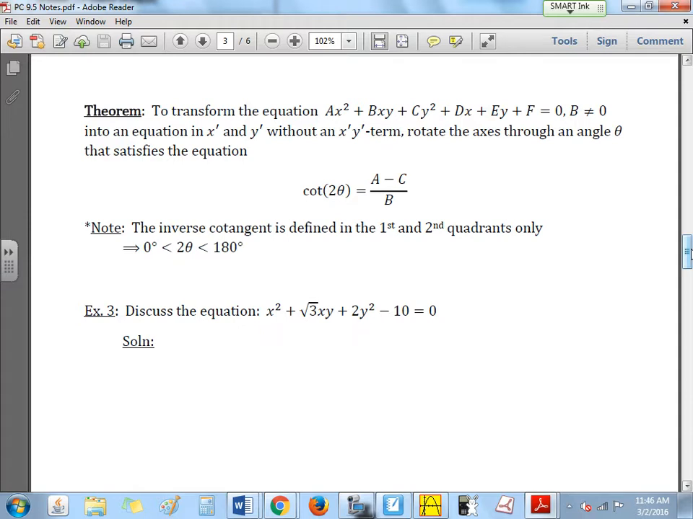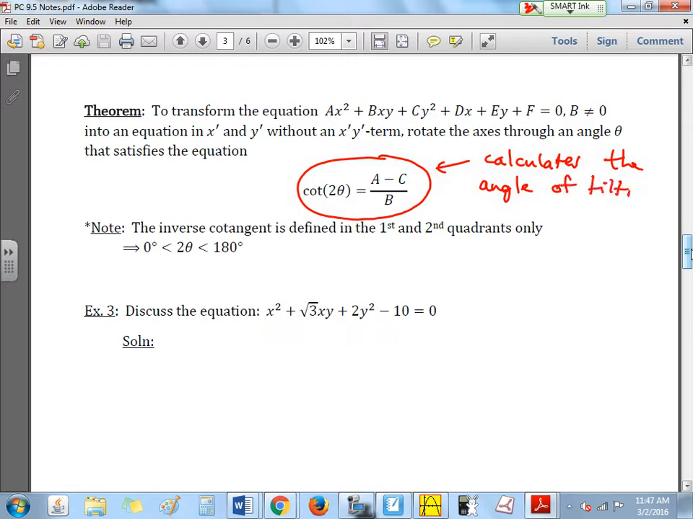Okay? So this guy right here has a job in life. He's a bully analyst. His job is to determine just how twisted the graph really is. So this will calculate the angle of tilt. Think of it that way. It calculates the angle of tilt. And he's very specifically designed so that you always get a positive counterclockwise tilt that's acute.